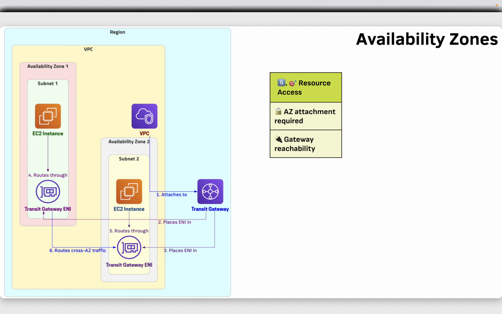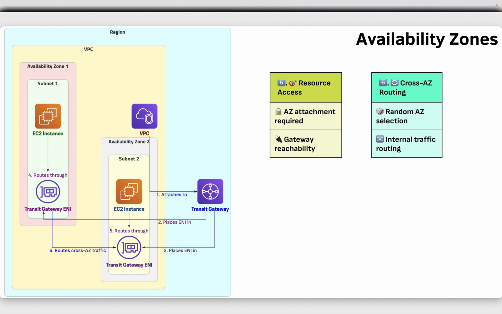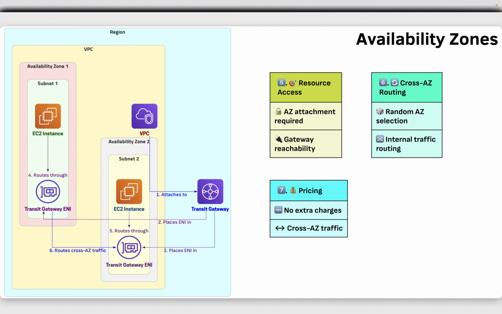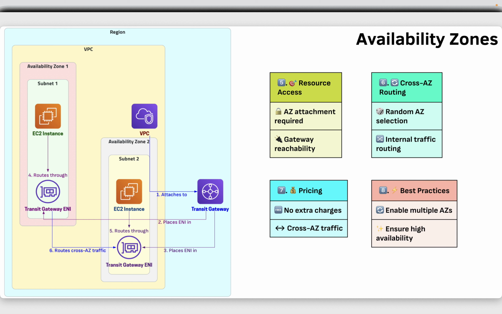However, only resources that reside in availability zones where there is a transit gateway attachment can reach the transit gateway. If traffic is sourced from an availability zone that the destination attachment is not present in, AWS Transit Gateway will internally route that traffic to a random availability zone where the attachment is present. There is no additional transit gateway charge for this type of cross-availability zone traffic, and it is recommended that you enable multiple availability zones to ensure availability.